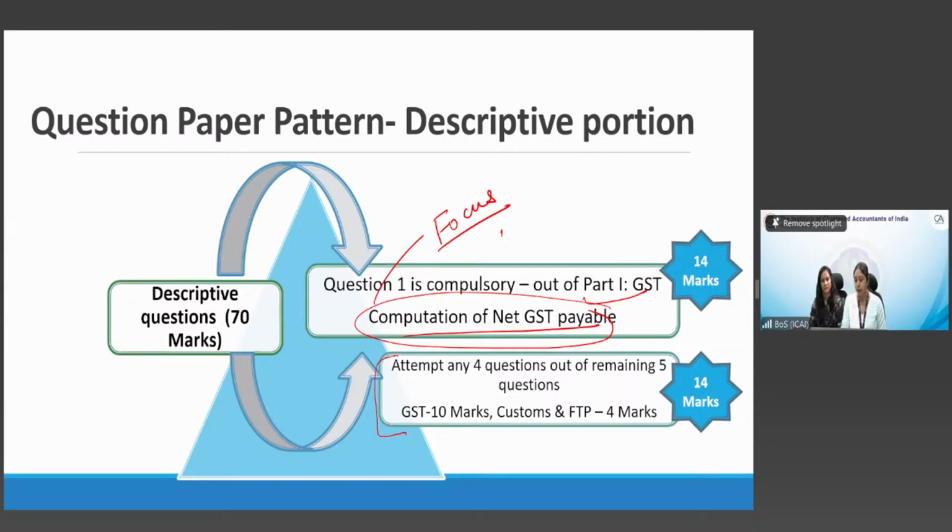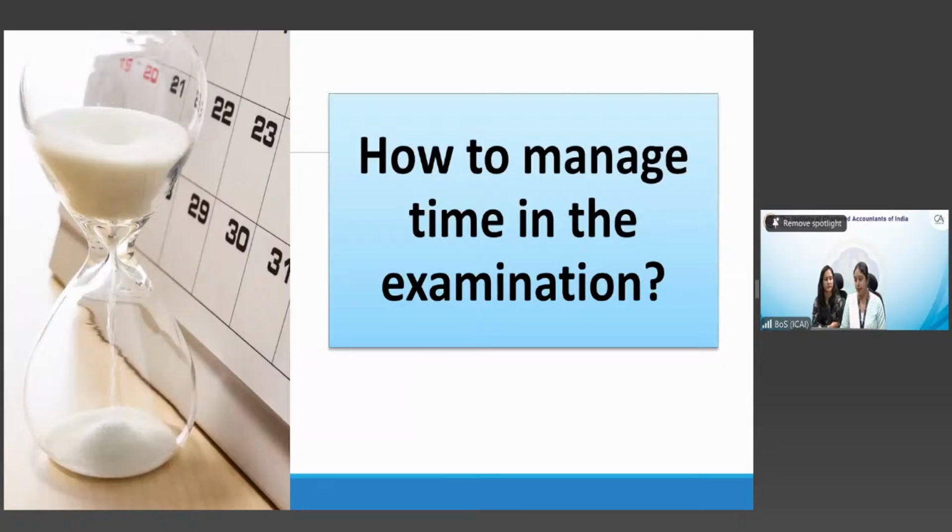Apart from that, out of the remaining 5 questions, you have to attempt any 4. So the first question, which is compulsory, does not have customs in it. But the remaining questions will have a customs portion also, for 4 marks in each question. The first question will not have any customs question. That is entirely a GST based question for 14 marks. And there is a 10 marks GST question in each optional question. So 10 plus 4 makes it 14. All questions carry 14 marks. The only thing is that in the first question, there is no customs question.